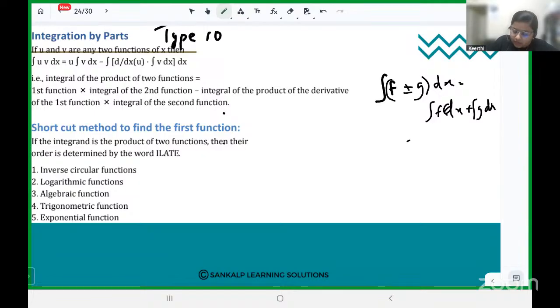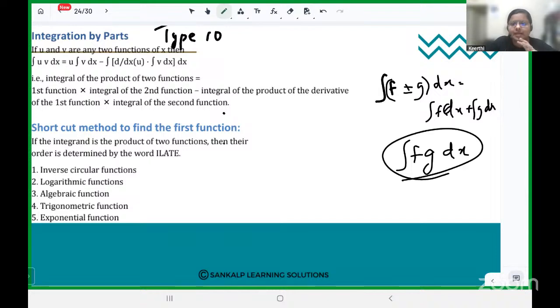But if you are given a function like integral f into g dx, that is, a function in the form of the product of two functions, can you split it like integral f dx into integral g dx? No, that is wrong. We cannot split it like integral f of x into integral g of x dx. So there is a rule for that. That rule is discussed here: integration by parts method, or you can say it is the product rule of integrals.